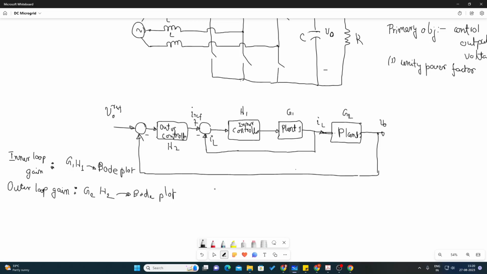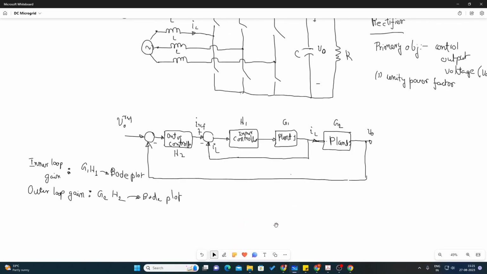Sir, but the outer loop gain will include the total, since the inner loop is coming inside. Then we don't calculate H2 and H1, G1 and G2. Come again. I am having doubts, sir. Why is it G2 into H2 only, because of G1 into H1?